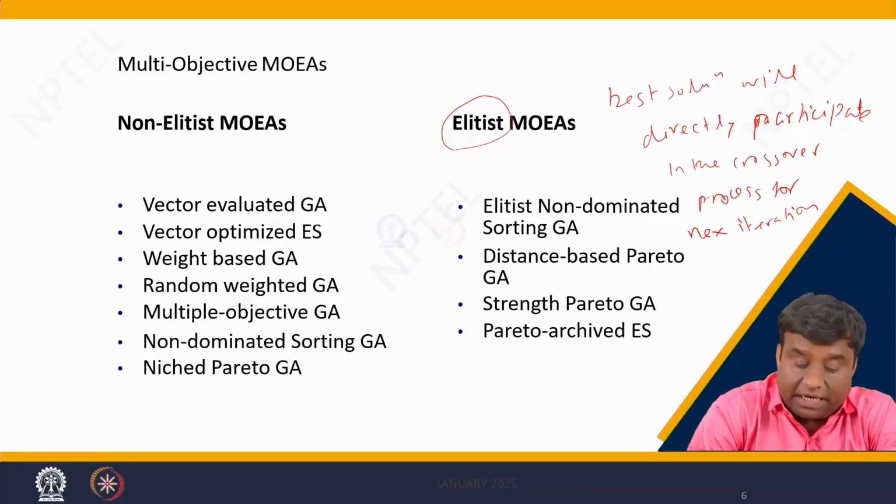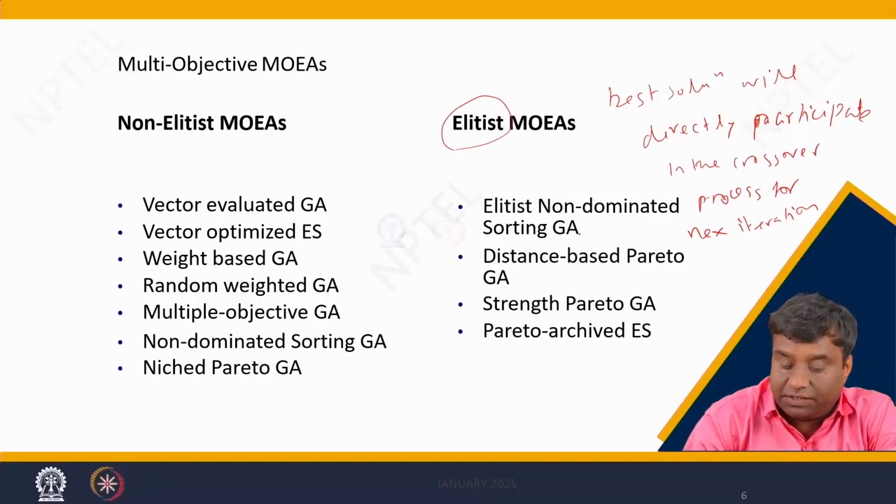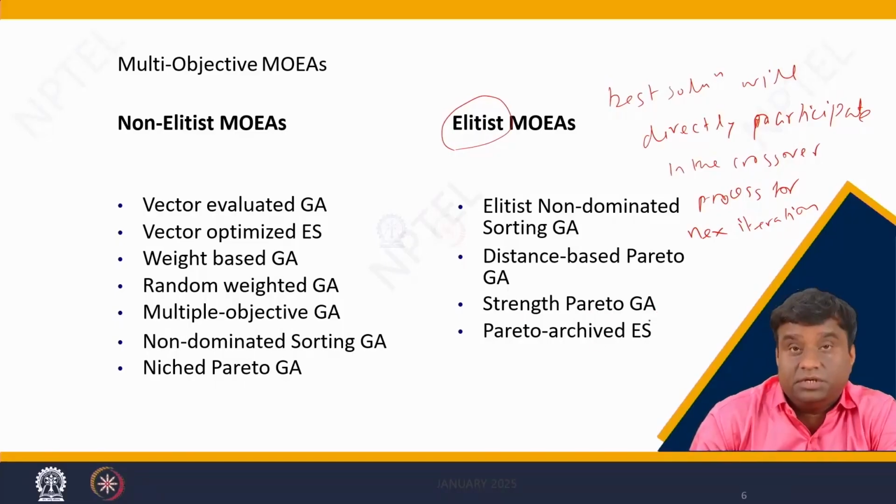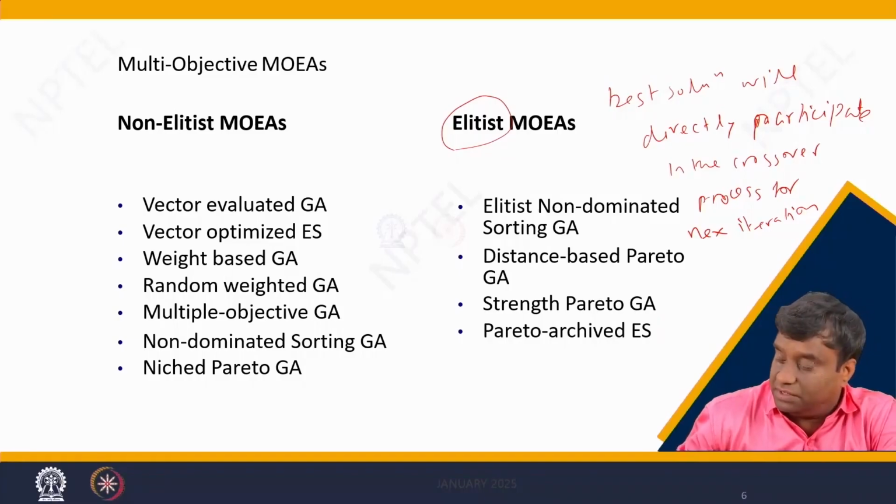Vector evaluated genetic algorithm, vector optimized evolutionary strategy, weight based genetic algorithm, random weighted genetic algorithm, multiple objective genetic algorithm, non-dominated sorting GA, niched Pareto GA, elitist non-dominated sorting GA. That is basically NSGA-II, to study these things. Distance-based Pareto genetic algorithm, strength Pareto genetic algorithm, Pareto archived evolution strategy. So these are some methods of multi-objective evolutionary algorithms.